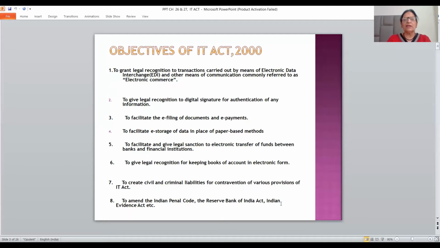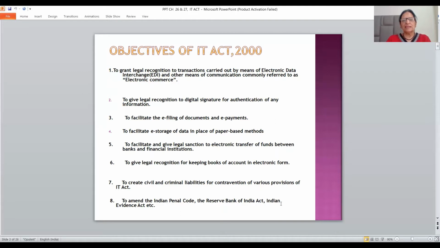To give legal recognition to digital signature for authentication of any information. Now, under the IT Act, a number of documents are sent by one person to another. Many certificates also we get online, digital certificates. So friends, handwritten signatures are not possible on e-documents.